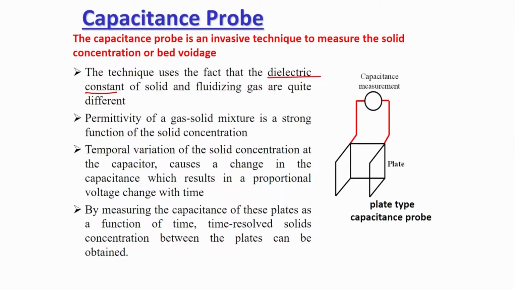Because of that, if I put a capacitance in between, and there is only gas, the overall voltage difference, delta V, will be different. If there is a solid, you will see a different voltage. If there is a mixture of them, you will get a different voltage. Based on the dielectric constant of the medium, the capacitance will change, and based on the capacitance, your overall voltage will change.